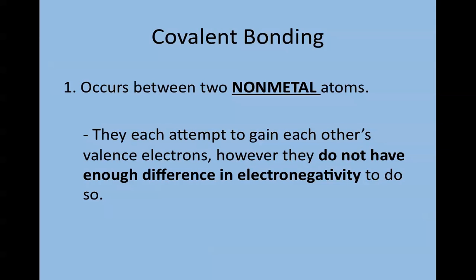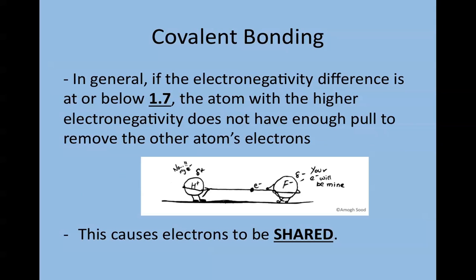They attempt to gain each other's valence electrons. However, since they don't have a big enough difference in electronegativity values, they're not actually able to transfer electrons. They simply have to share them. So in general, if your electronegativity difference is at or below 1.7, the atom with the higher electronegativity does not have enough pull to remove the other atom's electrons. So that's why they end up sharing them.